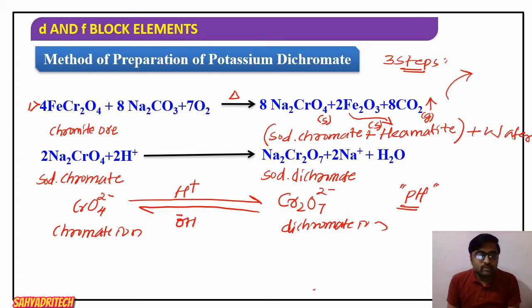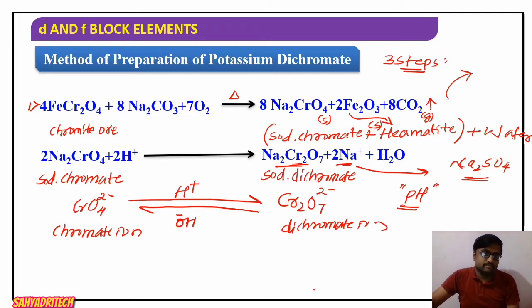So the sodium chromate obtained, when treated with mineral acids like sulfuric acid, forms sodium dichromate. What is the side product here? When we treat with sulfuric acid, there will be formation of sodium sulfate, Na2SO4, and water. Sodium sulfate is separated by filtration, and we get only sodium dichromate. That is the second step.